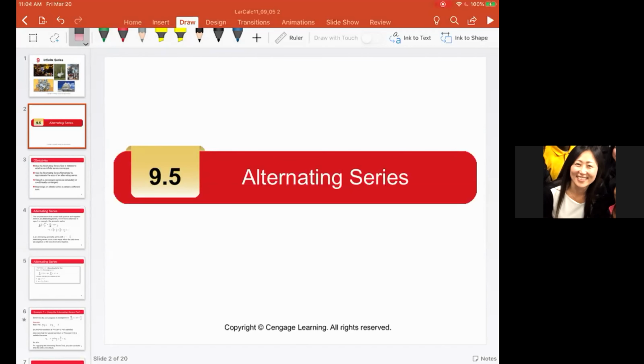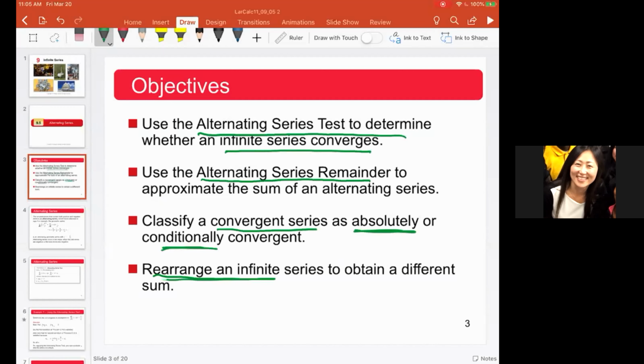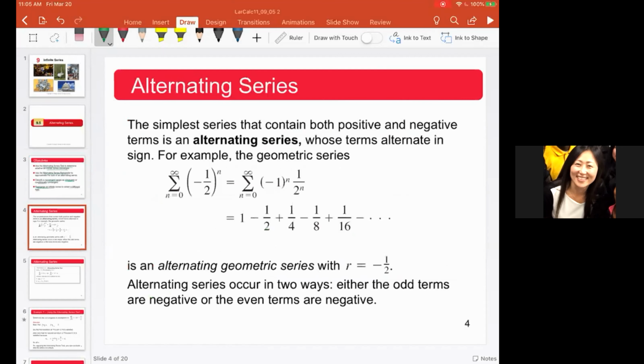It's called alternating series. So if it alternates, okay, let's go over the objectives first. Today's objectives: we're going to use the alternating series test to determine whether an infinite series converges. Next, the alternating series remainder, which is just a pure calculation. And we'll classify whether a convergent series converges absolutely or conditionally. And then we also have to realize that if you rearrange your infinite series, you may get a different sum. So that's what we're going to talk about today. Our first one, alternating series.